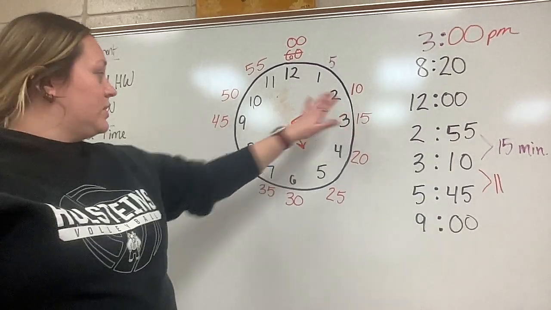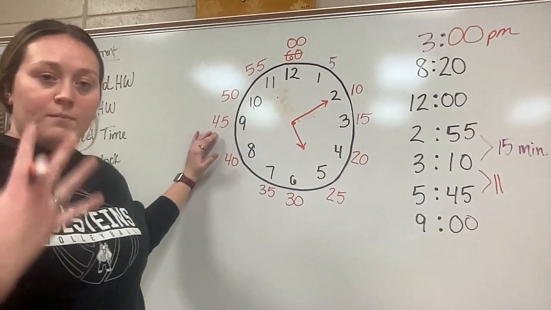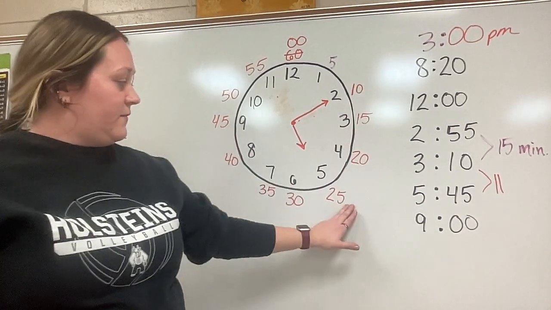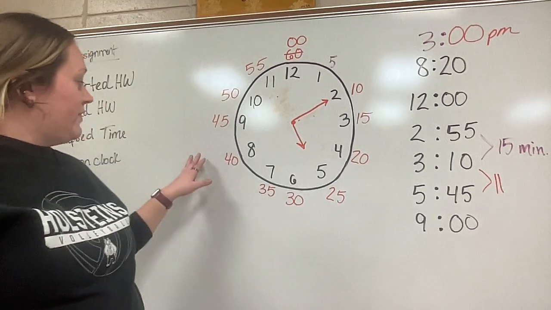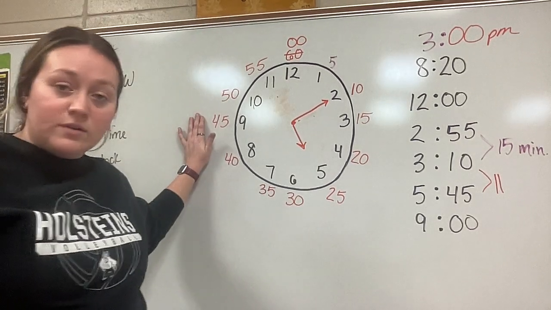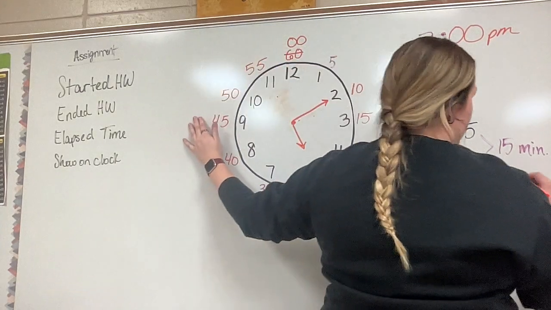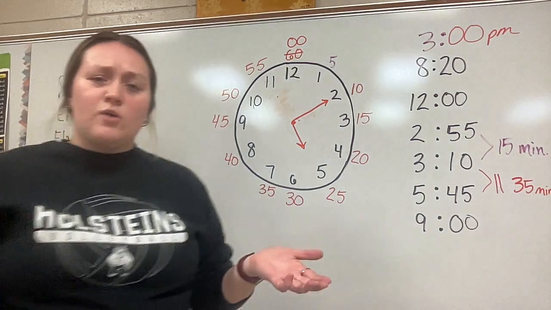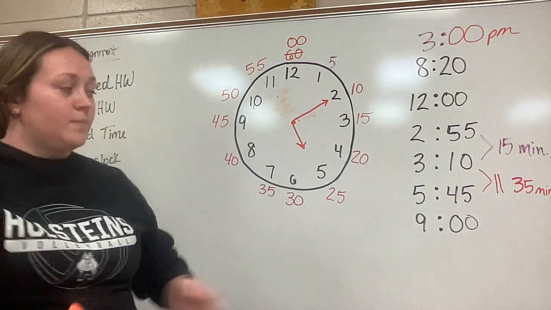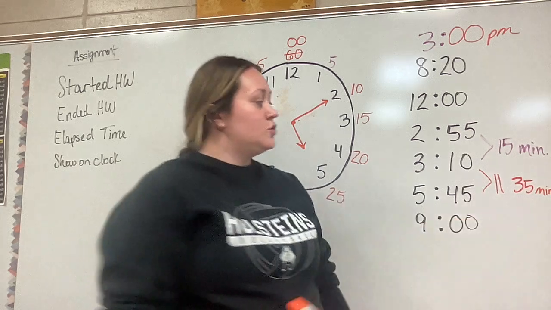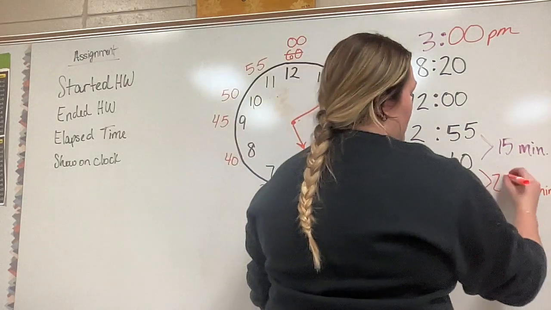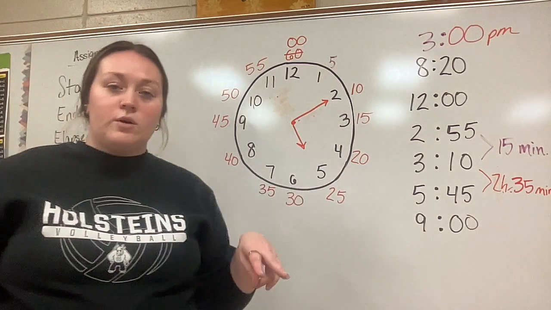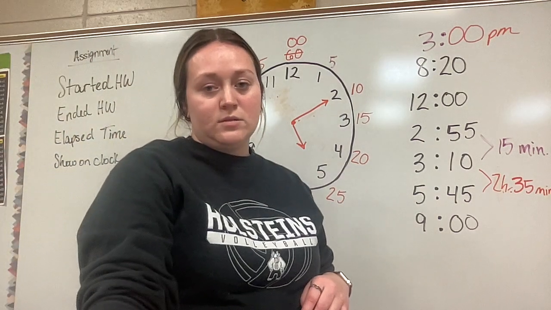So now we're going to go from the 10, we're going to count to the 45 by 5s. Okay, here we go. We have 5, 10, 15, 20, 25, 30, 35. So we've got 35 minutes that have passed. How many hours did I have again? We look here, I've got 2 hours. So from 3:10 to 5:45, it is 2 hours and 35 minutes. Okay.